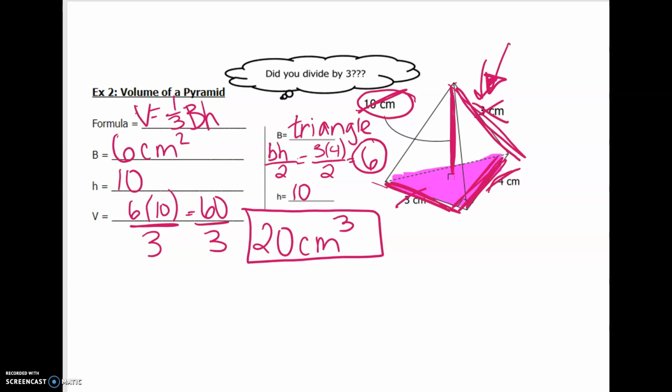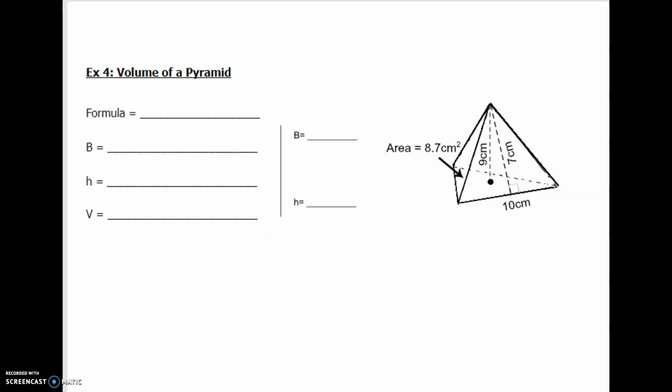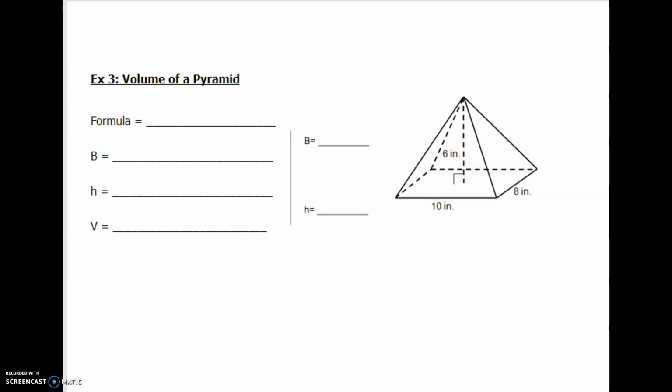Alright, go ahead and pause the video and try the next ones out by yourself, and then you can press play and check your answer. So for instance, example 3. Try that one out, and then come back and press play. And then try number 4 as well. Alright, press pause and come right back.